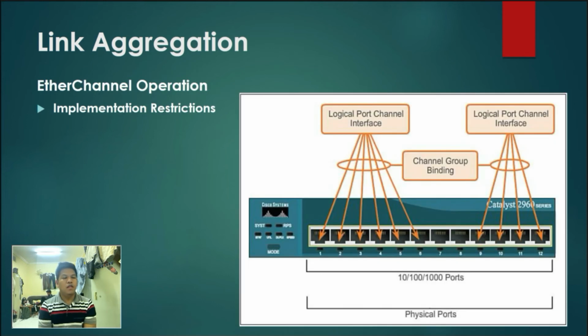For the EtherChannel operation and the implementation restrictions, EtherChannel can be implemented by grouping multiple physical ports into one or more logical Ethernet links. Each EtherChannel has a logical port channel interface, as shown in this figure. A configuration applied to the port channel interface affects all physical interfaces that are assigned to the interface.